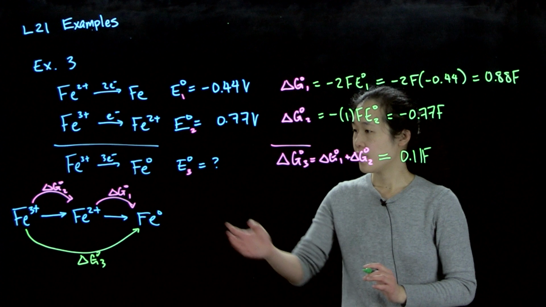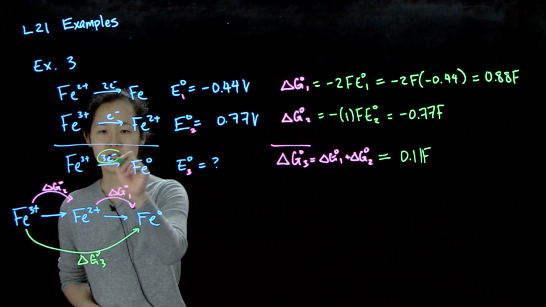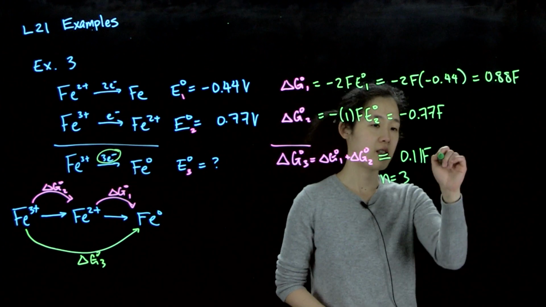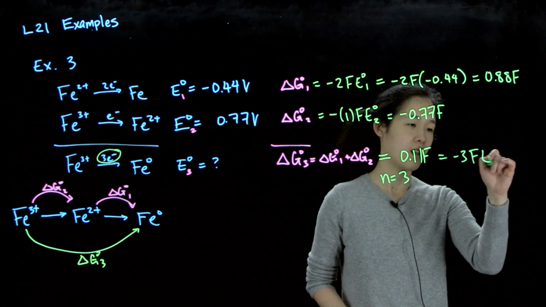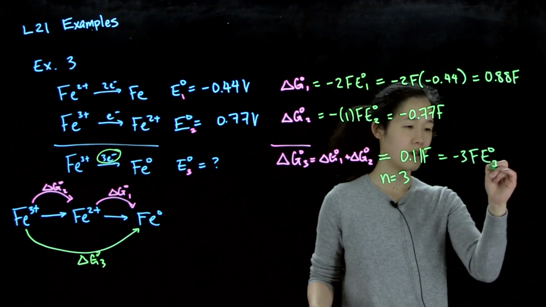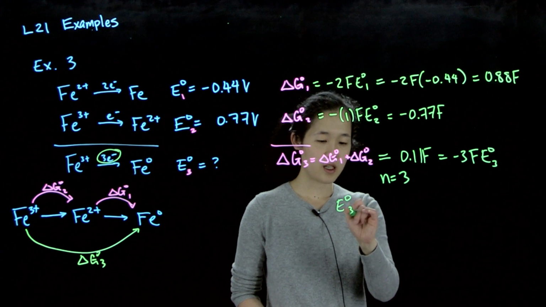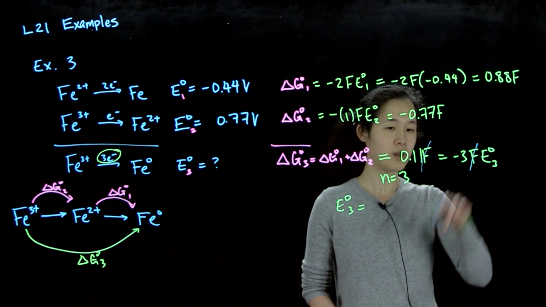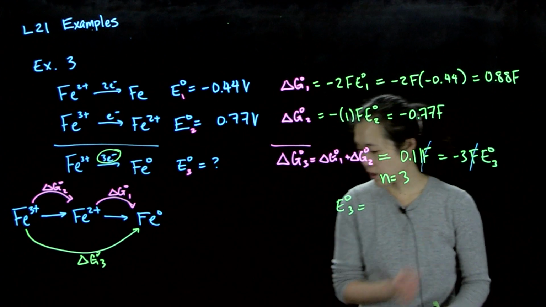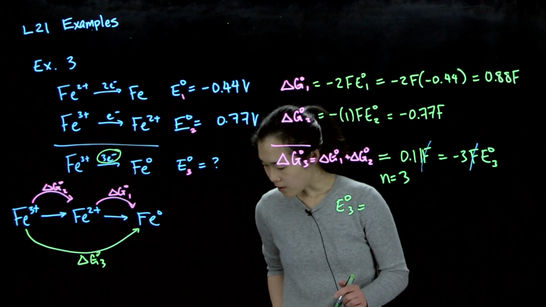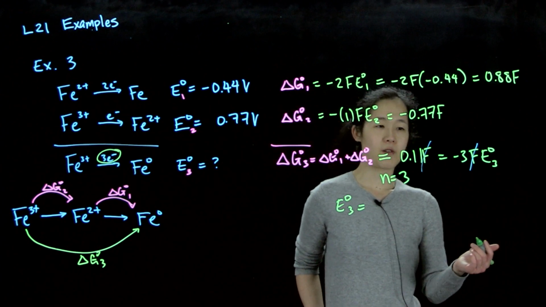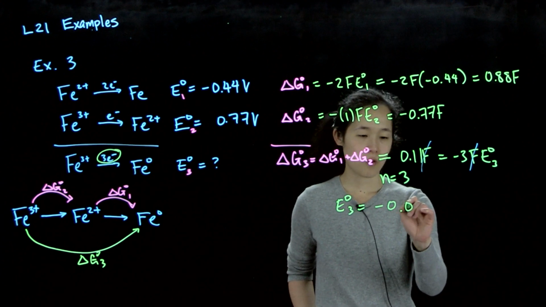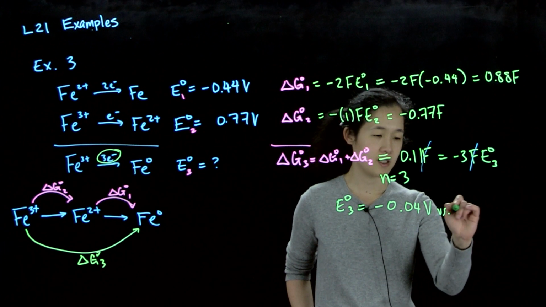And then because this over here is a 3 electron process, so n equals 3 for this reduction of iron 3+, this equals negative 3 F E not 3. So therefore, E not 3 should be equal to, we'll cross out our F's, 0.11 over negative 3. So this overall, whatever that works out to, is going to be approximately negative 0.04 volts versus SHE.